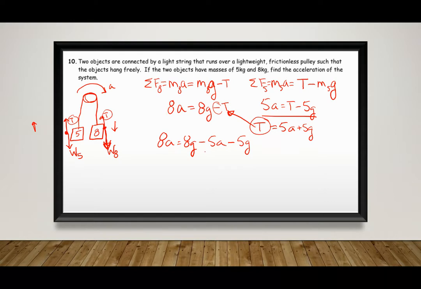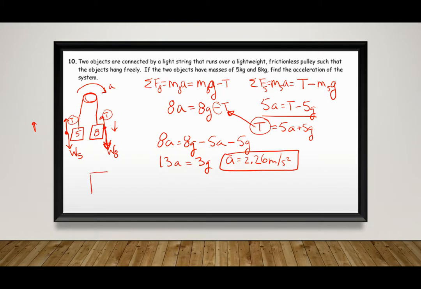Okay. So in this case, I now end up resituating everything. So I get 13a is equal to 3g. And then I end up getting a is equal to 2.26 meters per second squared. Okay. Now that's the first method to do these problems. Another method, because they're both connected by the same block, we can look at the mass of the entire system. Okay. So we have two different methods. This is method 1, and this is method 2.